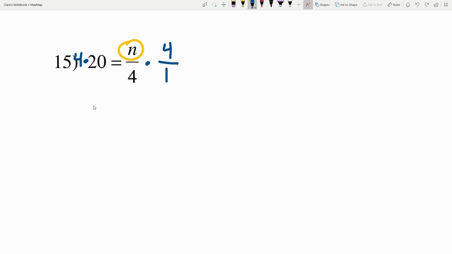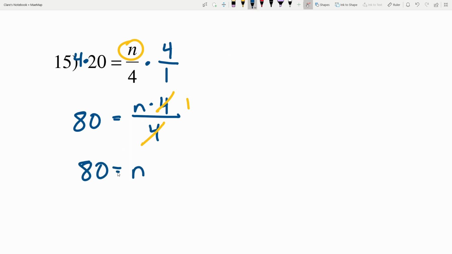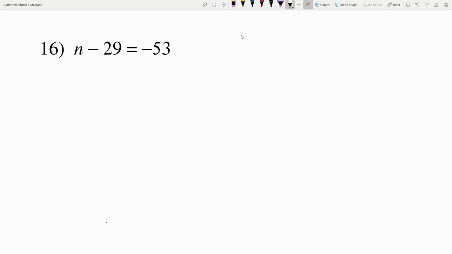So 4 times 20, that's going to be 80, and 80 equals n times 4 over 4 times 1, which is 4. Notice 4 divided by 4 is 1, and n times 1 is n. So 80 equals n. 80 is my solution in number 15. In number 16, I have n minus 29 equals a negative 53.